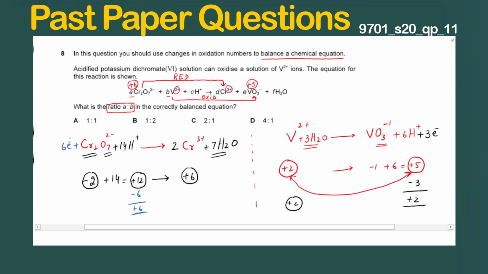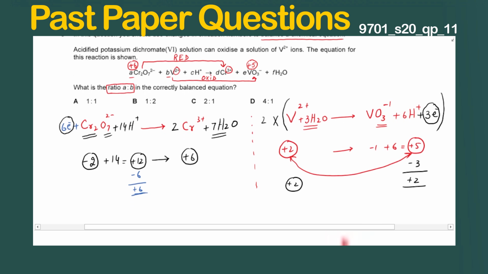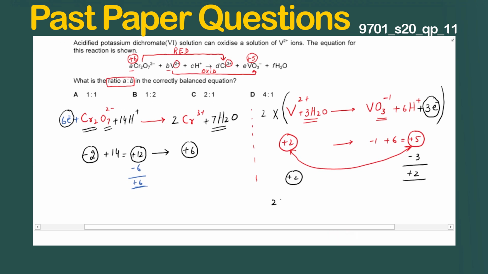On both sides, do we have 6 electrons? No. So I have to multiply this whole equation by 2. In this way, the new equation will be V2 positive plus 6H2O, 2VO3 negative plus 12H positive and 6 electrons. So beta ji, we have to write down the coefficients only.